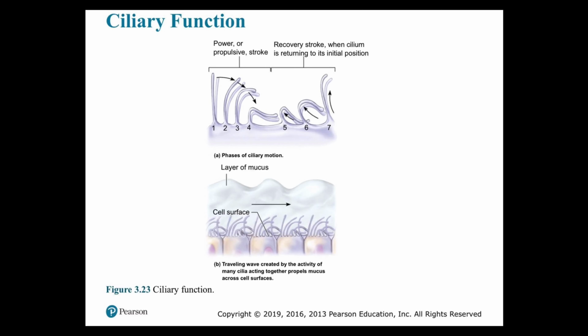So in figure B, a traveling wave created by the activity of many cilia acting together propels mucus across cell surfaces. So you can see that layer of mucus that's being moved in one direction.